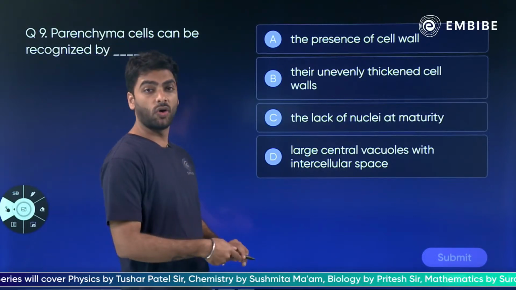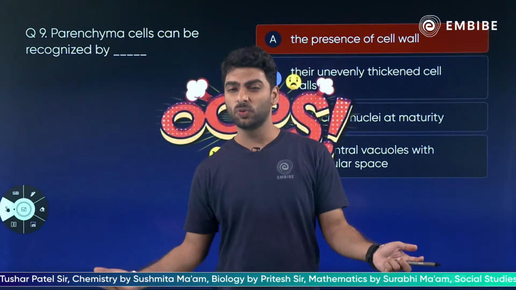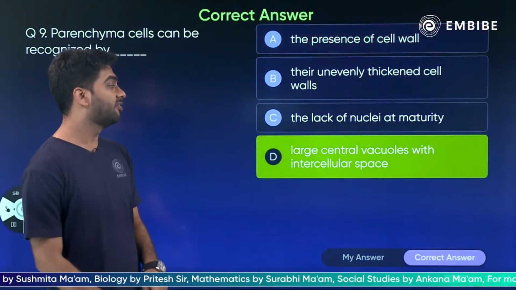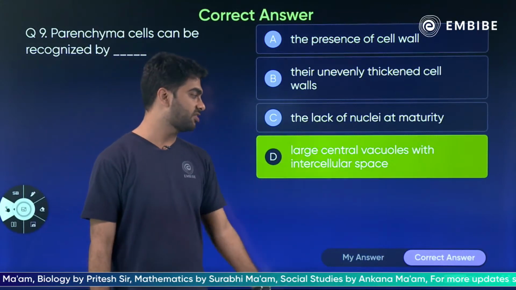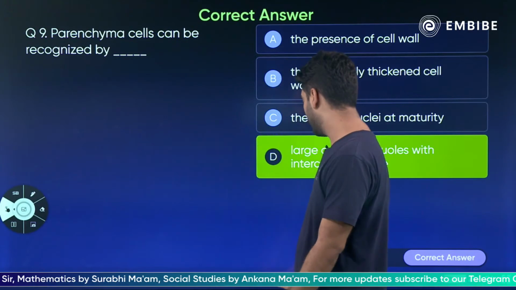Okay, so going with the presence of a cell wall, it is oopsie daisy, not correct. The correct answer for identifying will be the presence of a large central vacuole with intercellular space. So your correct answer will be D.